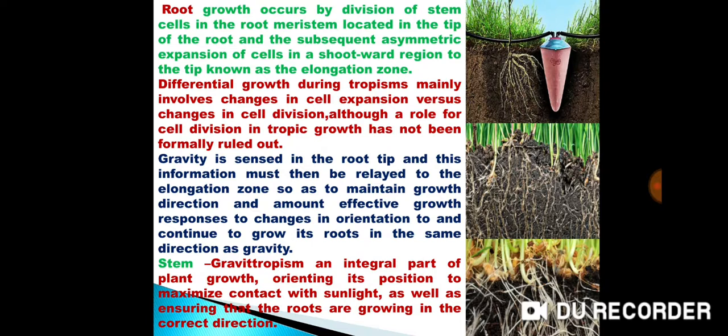Gravity is sensed in the root tip, and this information must then be relayed to the elongation zone so as to maintain growth direction and amount, an effective growth response to change in orientation, and continue to grow its roots in the same direction as gravity. Stem gravitropism, an integral part of plant growth, orients its position to maximize contact with sunlight as well as ensuring that the roots are growing in the correct direction.